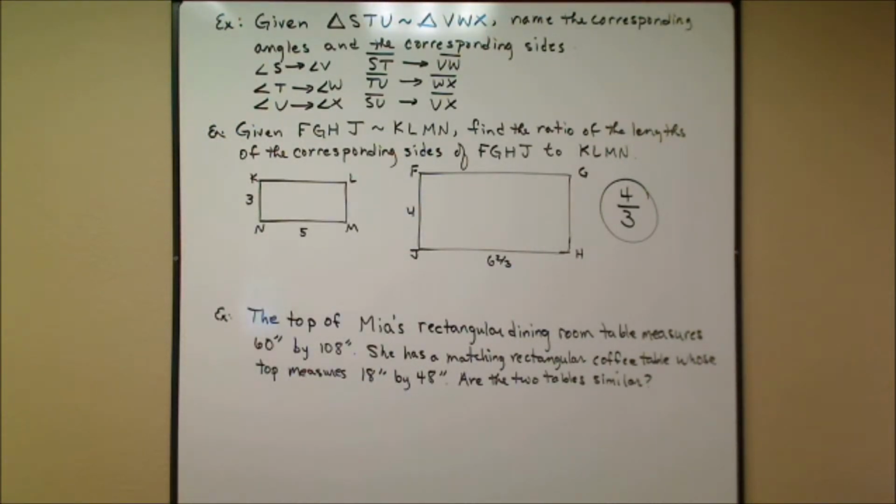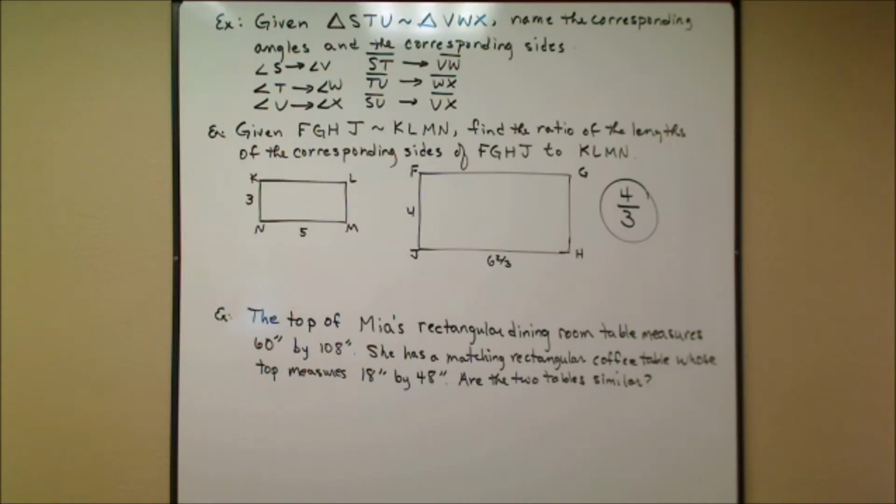Third example here. The top of Mia's rectangular dining room table measures 60 inches by 108 inches. So it's a rectangle, it's a dining room table. She has a matching rectangular coffee table, matching probably in color and style, not necessarily in size, whose top measures 18 inches by 48 inches. Are the two tables similar? Well, the corresponding angles are going to be congruent because they're rectangles, and all four angles of a rectangle are 90-degree angles, right angles. So that's going to match.